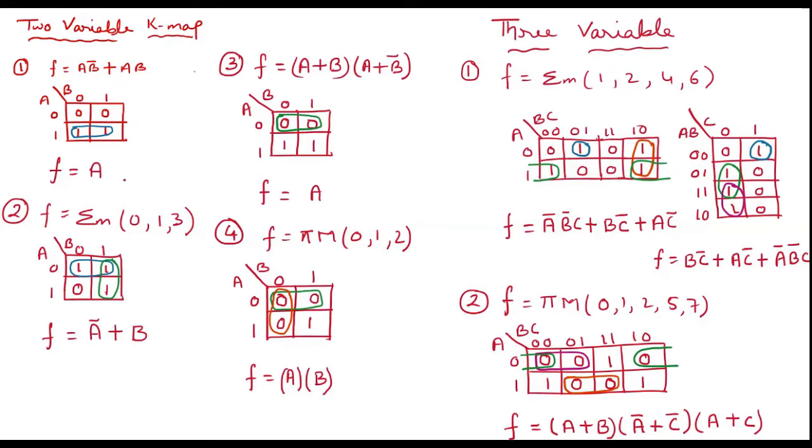Okay, now coming to question number 2. F is equal to summation of min terms 0, 1, 3. So this is a summation of min terms, so blindly you can say this is a min term equation. This is SOP form, okay, canonical SOP form. So let us see what is the highest value. It's 3. Okay, 3 means 1 1, 2 bits I need to represent 3.